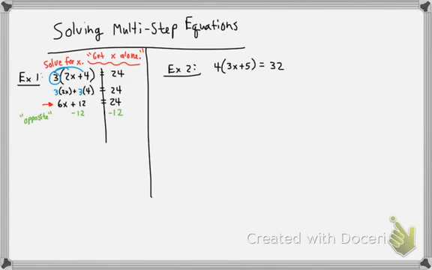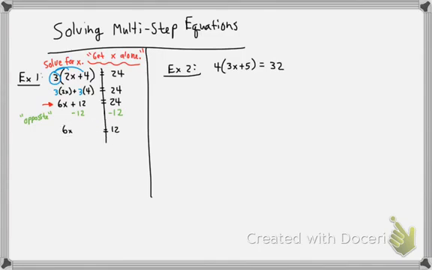So on the left, I have a 6x still. I have a plus 12 and a minus 12. That's going to be a 0. If you want to put 0 here, go for it. But it'll be a little cleaner if we don't write that. And on the right, 24 minus 12 is 12. So now we got 6 times x would equal 12.